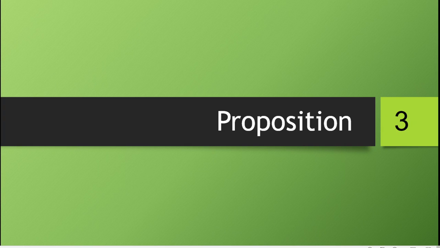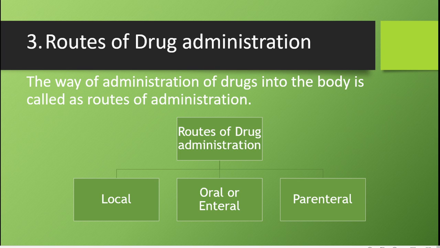Proposition number 3: routes of drug administration. The way of administration of drug into the body is called route of drug administration. Normally we can administer the drug locally, that is applied over the skin or body. Second one, oral or enteral route, that is given orally or by sublingual route, etc. And the last is parenteral route, in which the drug is injected inside the body with the help of a sharp needle.